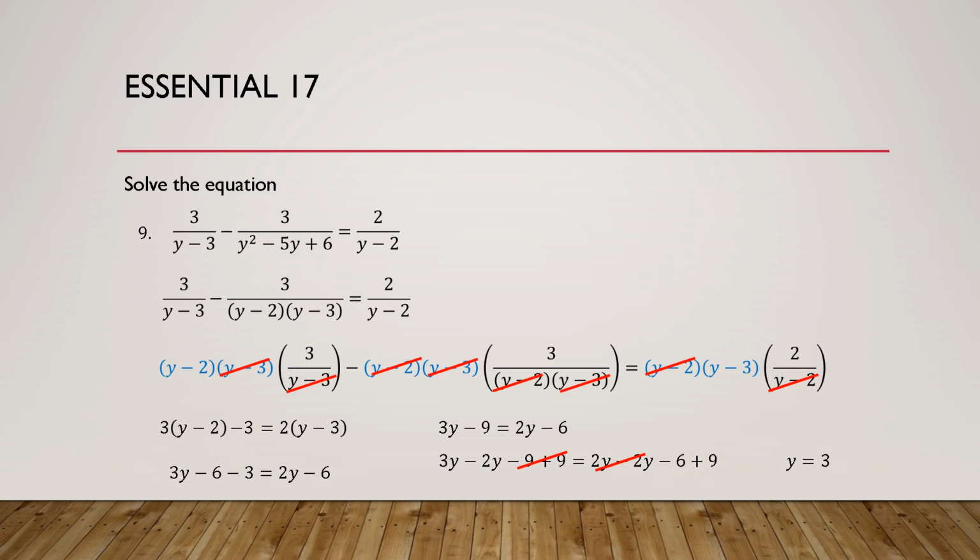Unfortunately, we are not done. With the variable in the denominator, we must check our answer to ensure the solution is in the domain of the initial equation. When we substitute 3 for y, we see that in the first term we get 3 minus 3 in the denominator. Since we cannot divide by 0, this means the equation has no solution.